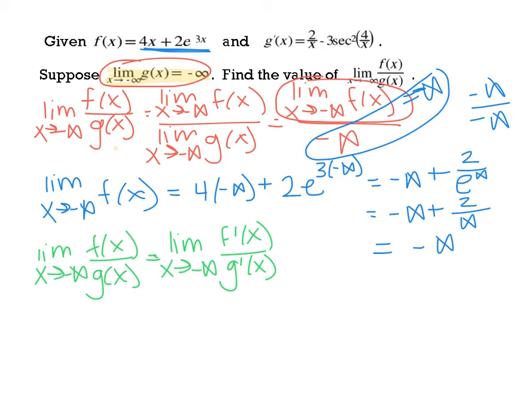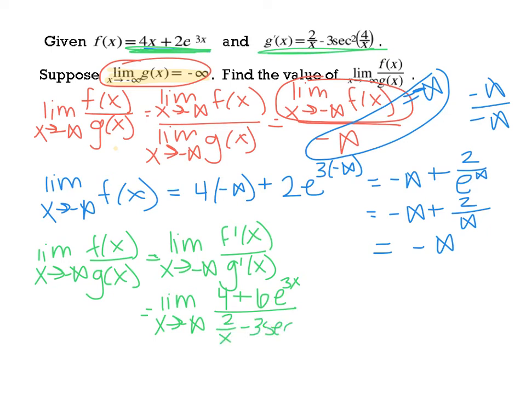Now what we have to do is just find f prime of x, because we already know g prime of x. f prime of x is going to be 4 plus the derivative of e to the 3x, which is 3e to the 3x using the chain rule, so that's just going to be 6e to the 3x. And then g prime of x is 2 over x minus 3 secant squared of 4 over x. Just because of space, I'm going to continue this on the next page.